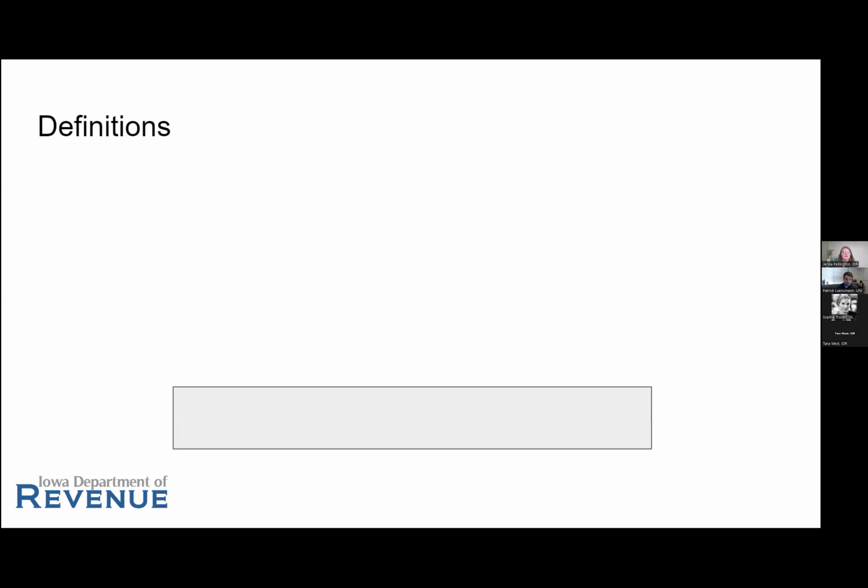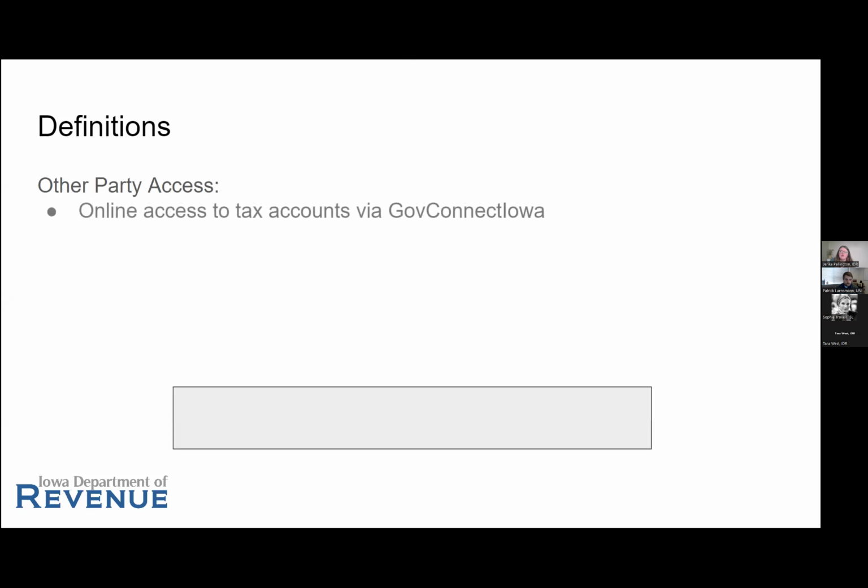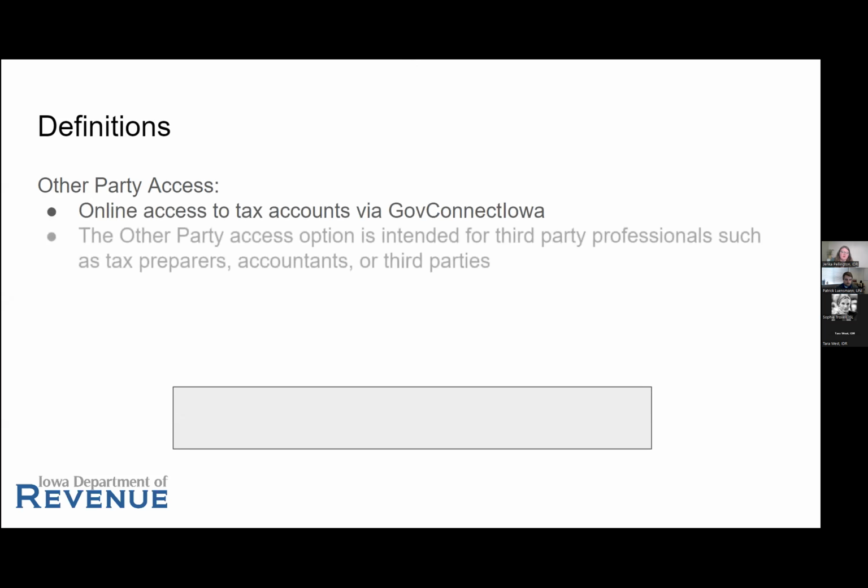So we will start by defining what an other party is versus a third party. An other party is used in connection with GovConnectIowa. This means if you have other party access, you have online access to the tax accounts on GovConnectIowa. The other party access option is intended for third party professionals, so think tax preparers, accountants, or third parties.